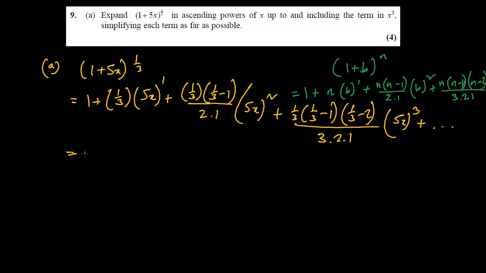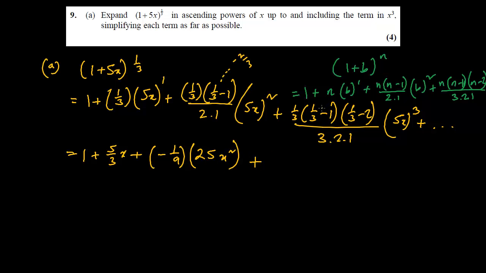So the calculation is going to be 1 plus 5 by 3x plus, now 1 minus 1 by 3 is 2 by 3, so this is minus 2 by 3. So this is going to be 1 by 3 into minus 2 by 3, which is minus 2 by 9, divided by 2. So that is going to be minus 1 by 9. And this is going to be 5 squared is 25x squared.